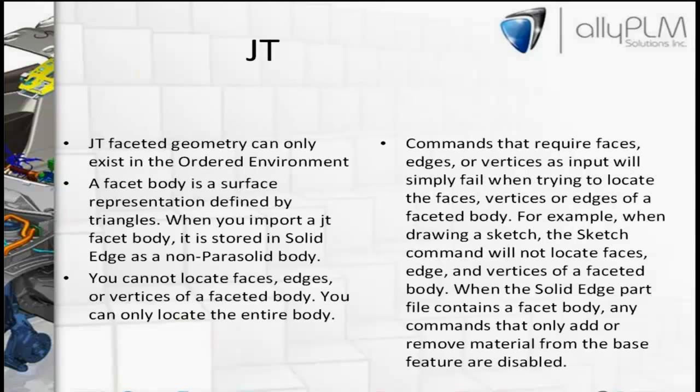When you're dealing with JT files, when it comes in as faceted geometry, like I said with the STL file, that can only exist in the ordered environment. You can't open it into synchronous. You have that facet body, and it's just a surface that's defined by triangles. That means you're not going to be able to use the synchronous tools, which is why it has to be brought in to ordered. You can't locate faces or edges or anything like that on a faceted body. You just hover over any part of it and it'll locate the entire body.